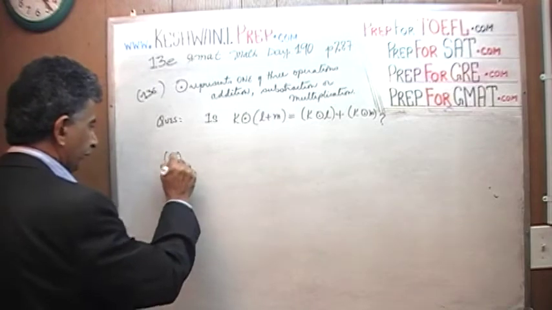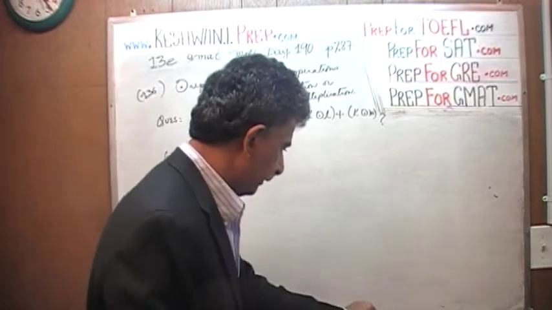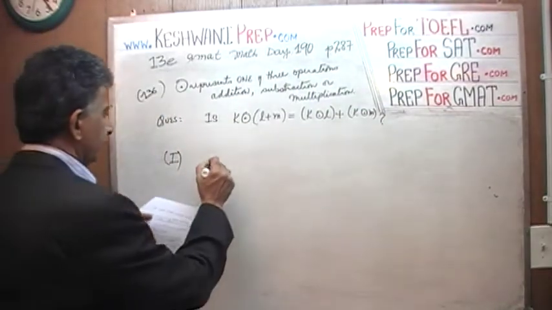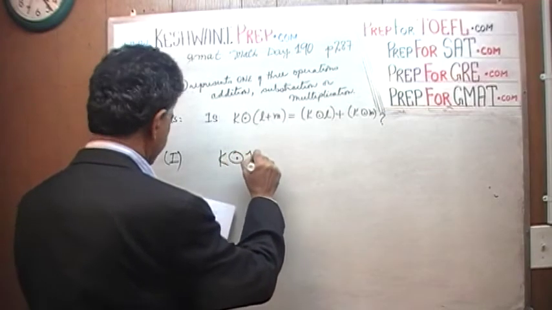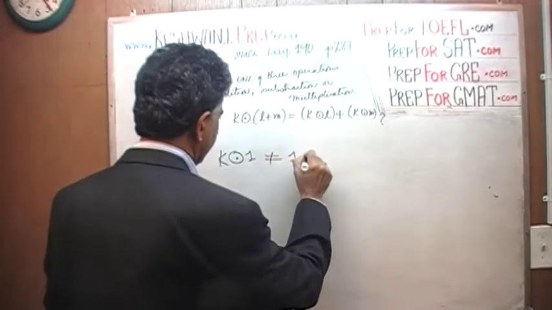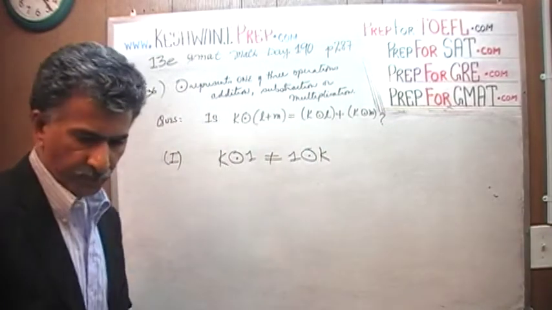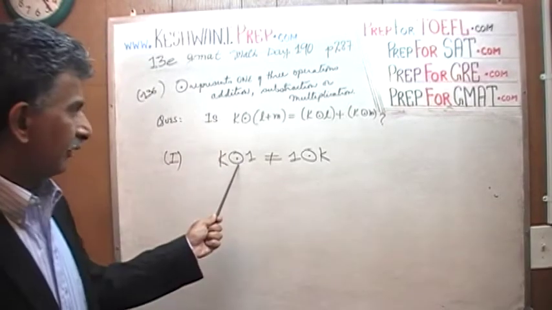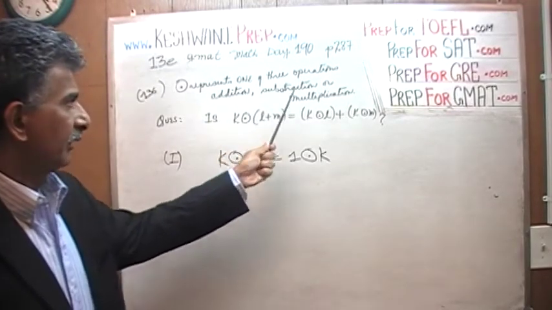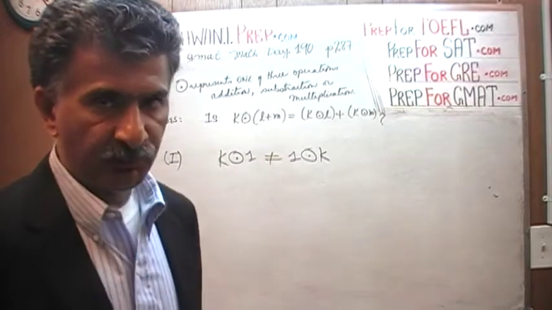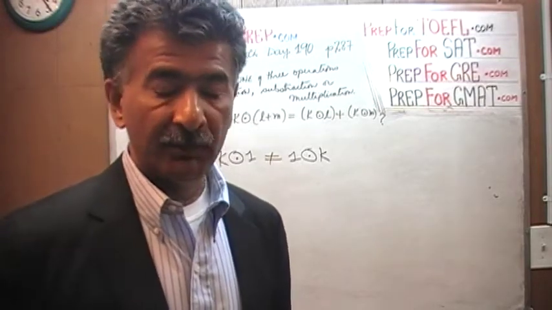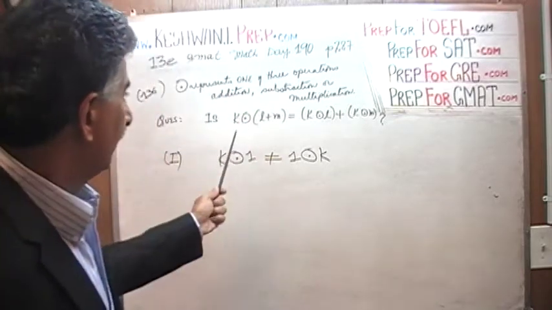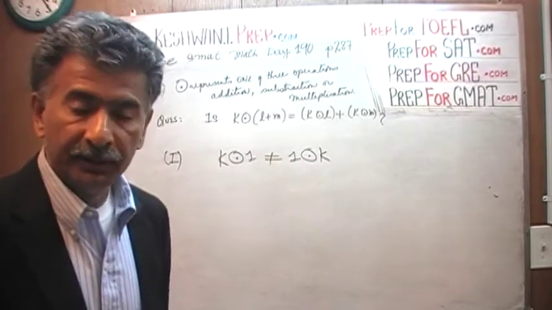In the first statement, they tell us that k dot 1 does not equal 1 dot k. Now here's what's going on. All we are told is that this dot represents one of these three operations, either addition, subtraction, or multiplication. Therefore, our first job is to actually ascertain which operation it is. Once we know which operation it is, then we can employ that operation and be able to answer this question either in a yes or a no.